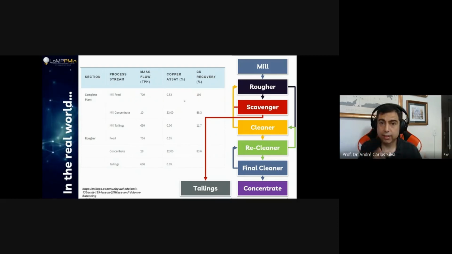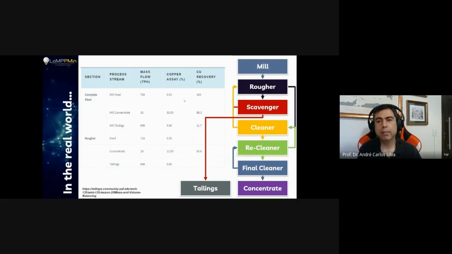I'm going to take the cleaner concentrate and feed the recleaner. And the recleaner tailings also become the feed of the cleaner station. And that goes on until the final cleaner, and then we have the final concentrate. So as you can see over here, our copper assay is only 0.53%, okay? But if you take a look at the mill, every copper that goes in goes out of the mill. So the copper recovery in the mill is of course 100%, okay?